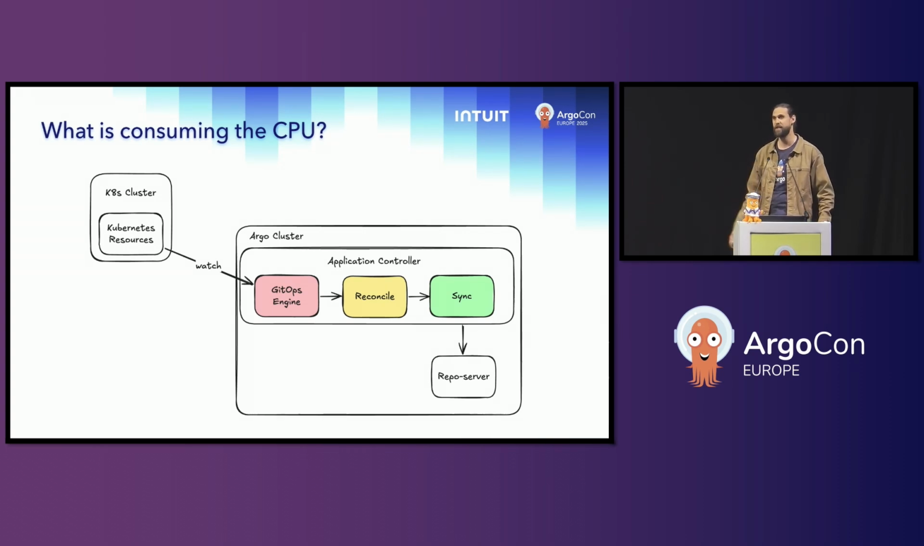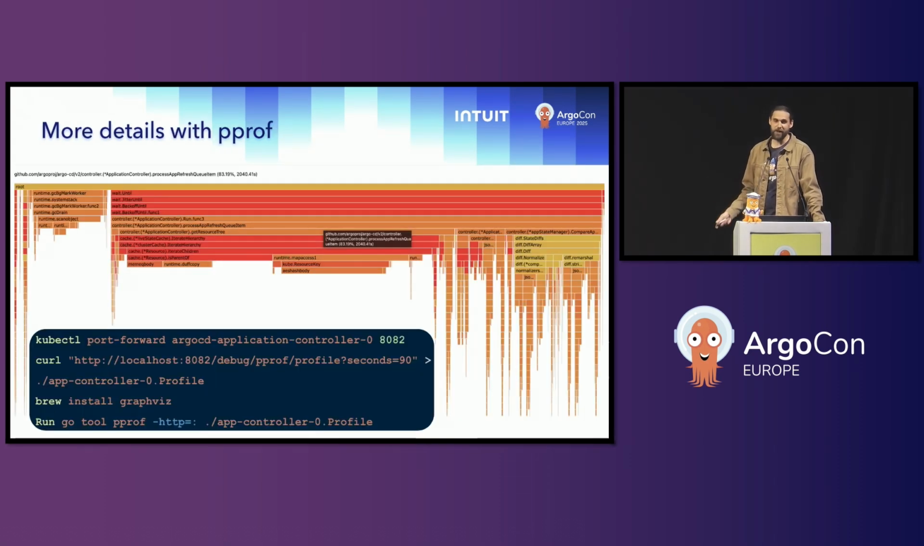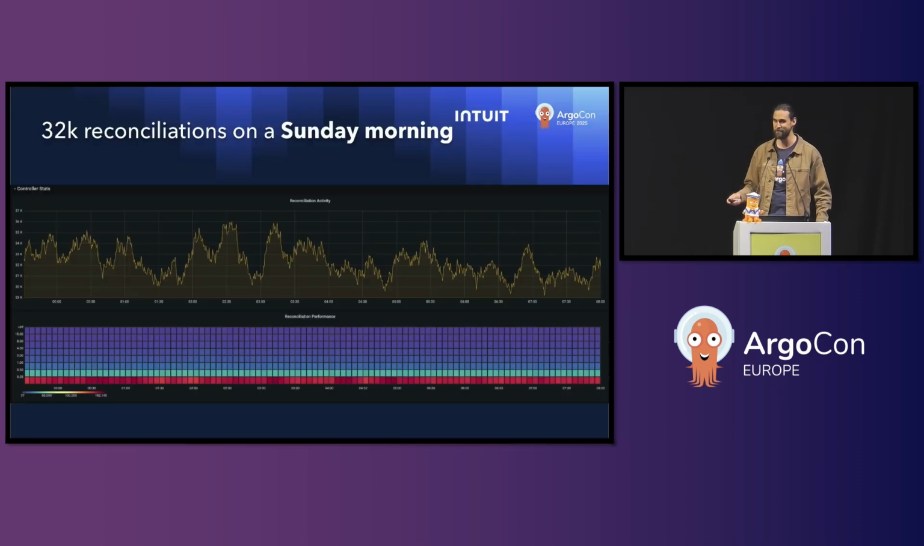And if your app is out of sync, well, whether you have auto sync enabled or you manually trigger a sync, the sync loop is going to kick in. The sync loop doesn't happen quite often, obviously. And the sync loop is mostly I/O bound, because it's going to call the Kubernetes API to apply the resource. If you don't trust me, you can profile your application with pprof and get exactly which methods are consuming the CPU. So you use pprof, you get a flame graph like this, and you can investigate deeper. But today we're not going to go too much into pprof. You'll have to trust me.